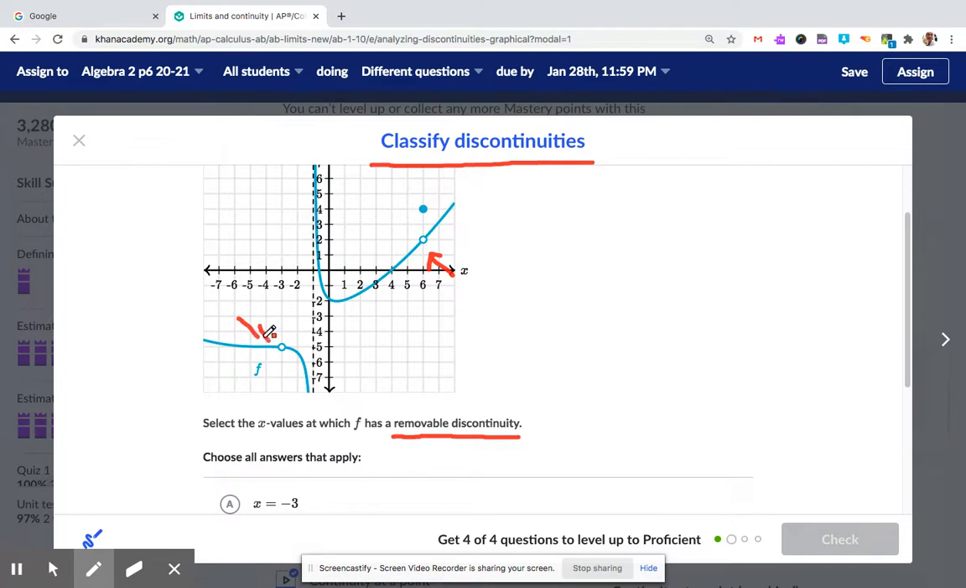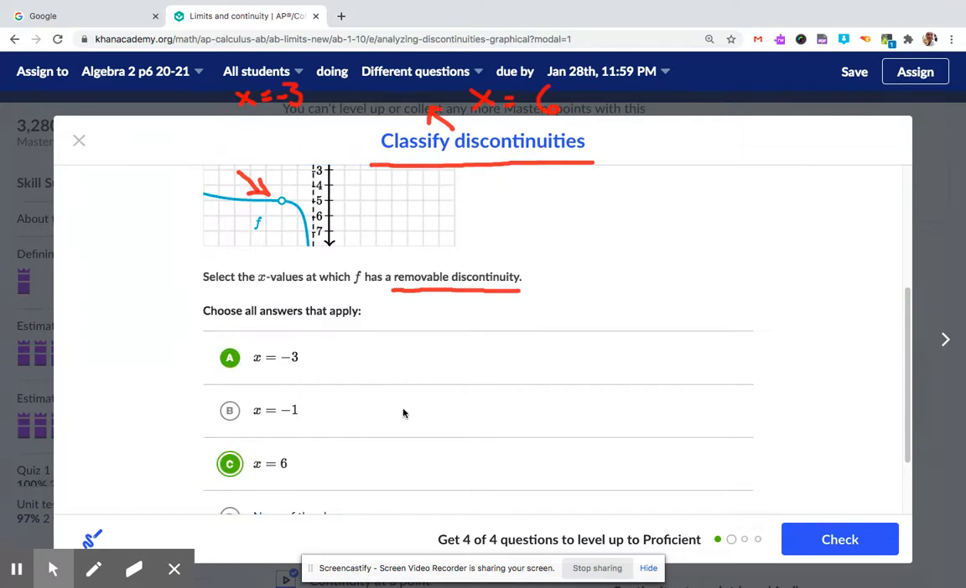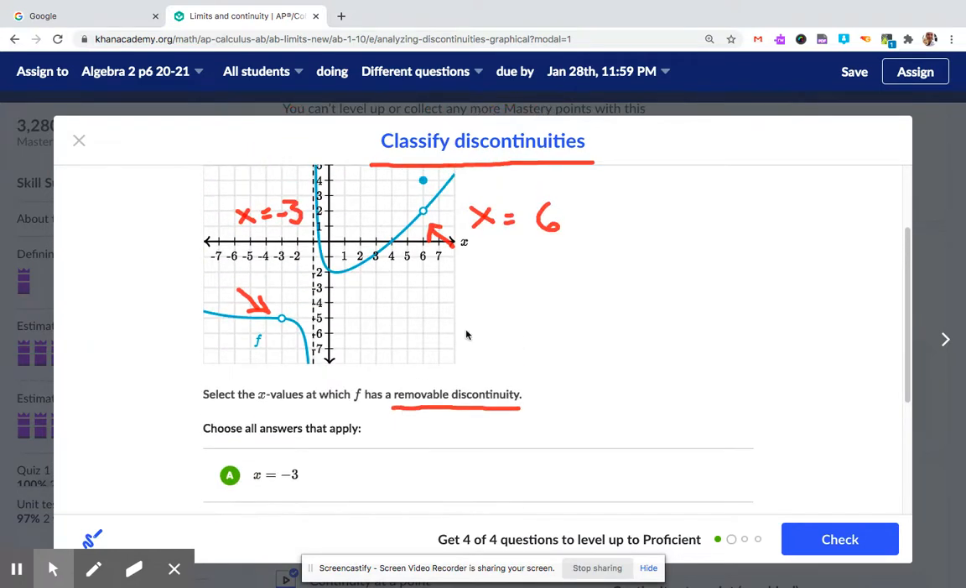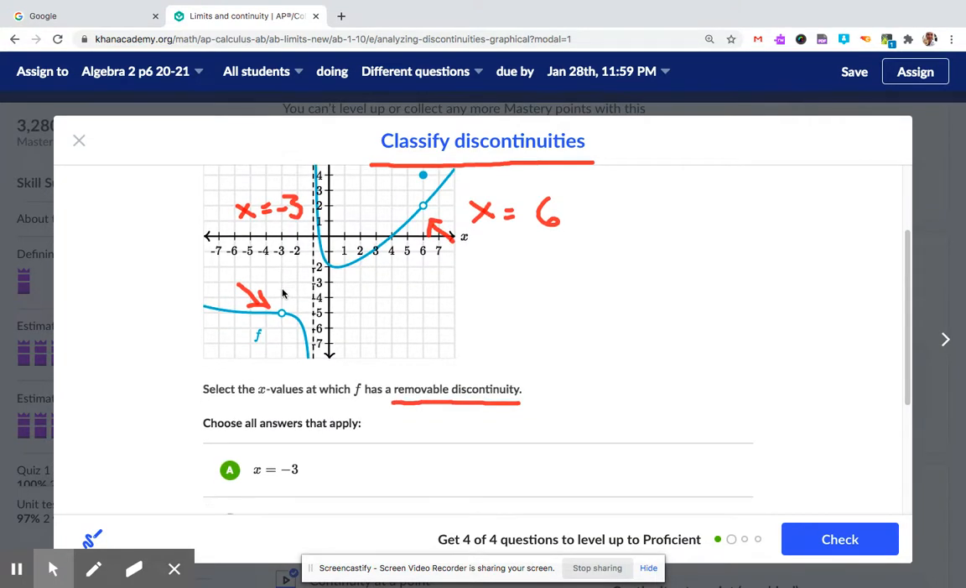So there are two removable discontinuities at x equals -3 and x equals 6. Make sure you click on both of those answers. For this case, -3 and 6, removable, it just has the hole. It doesn't have to have another point. Notice this one doesn't have a value at -3, but we don't need it with special regards to limits.